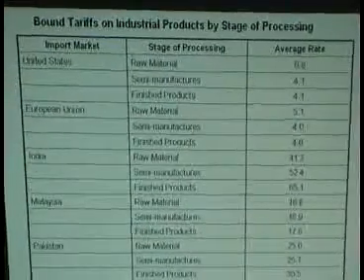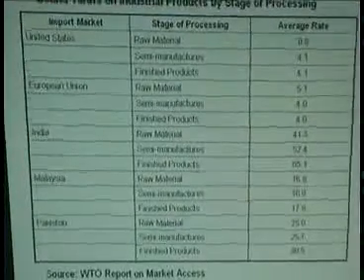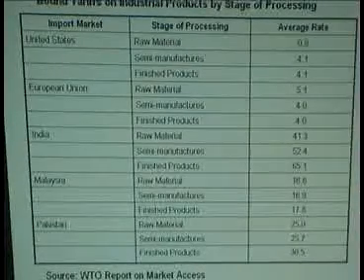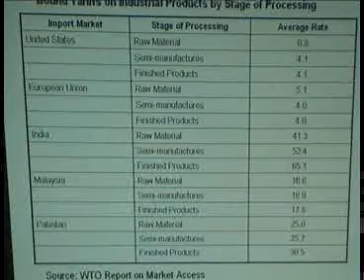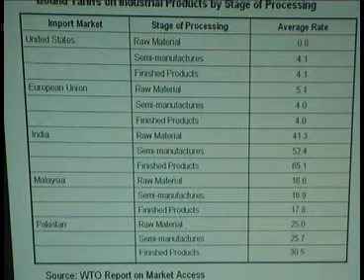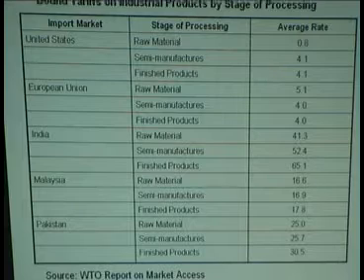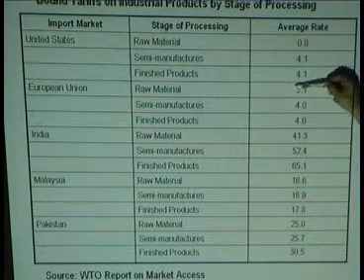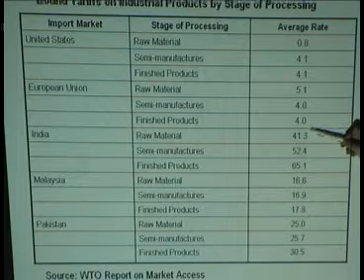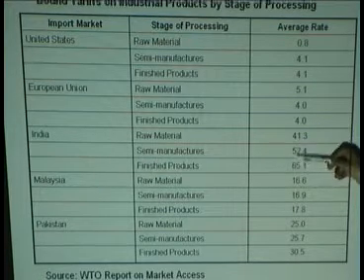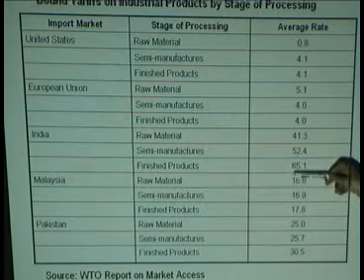India's binding is further interesting because it shows that the raw materials are bound at 41%, semi-finished 52% and finished product 65%. And you will see whenever you come across any binding schedule or any market access negotiation that developing countries normally follow the value addition concept. Now these countries have not followed the value addition concept, but in the case of India, it's 41, 52 and 65, there is a gradual increase, and that increase varies because of value addition percentage.